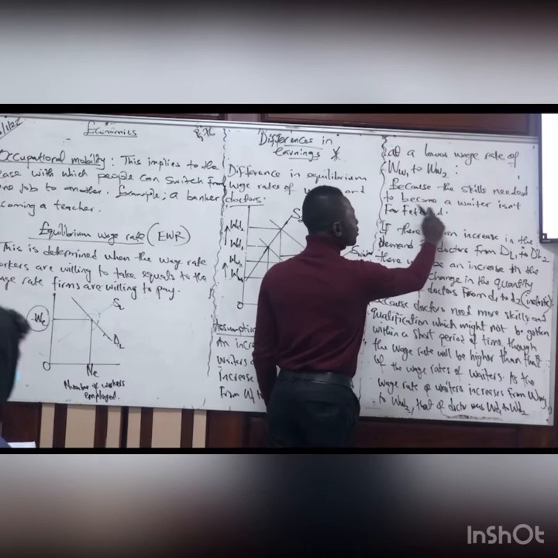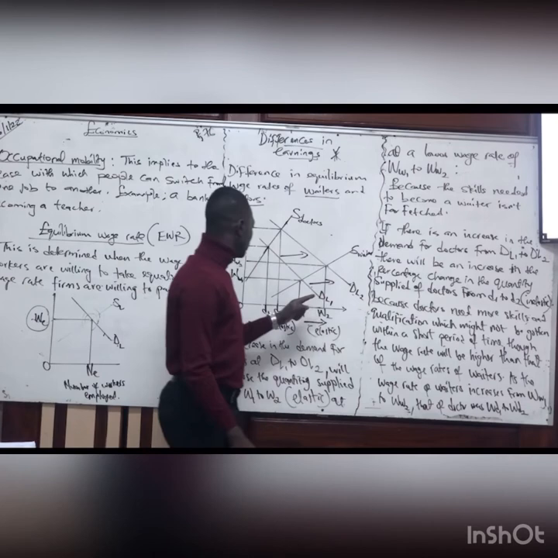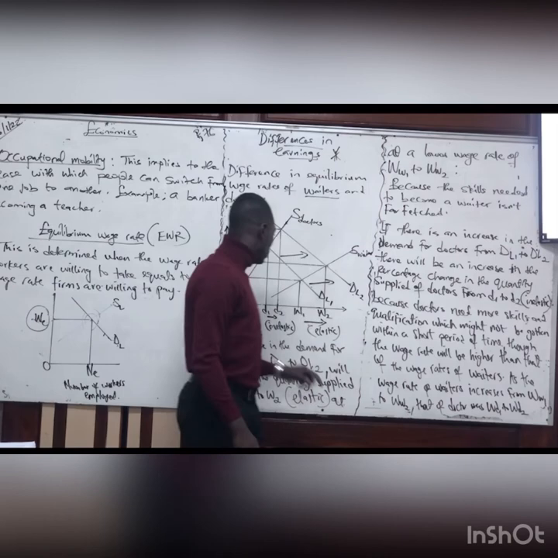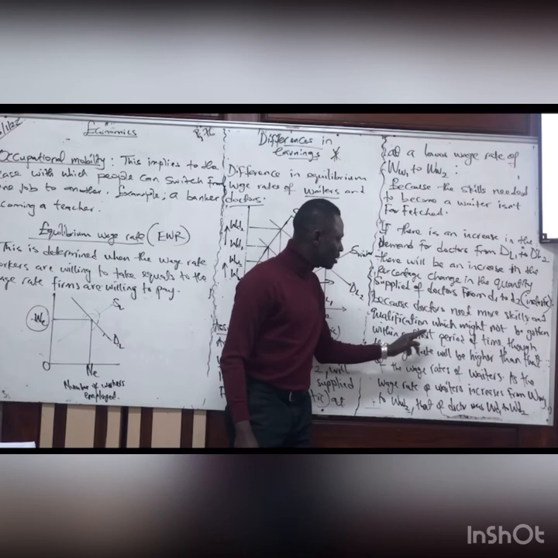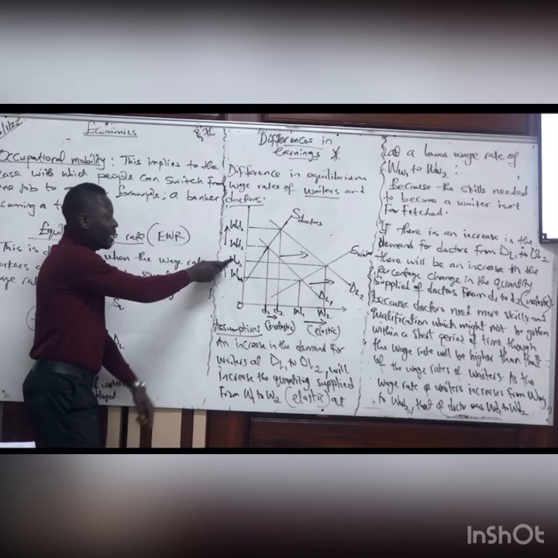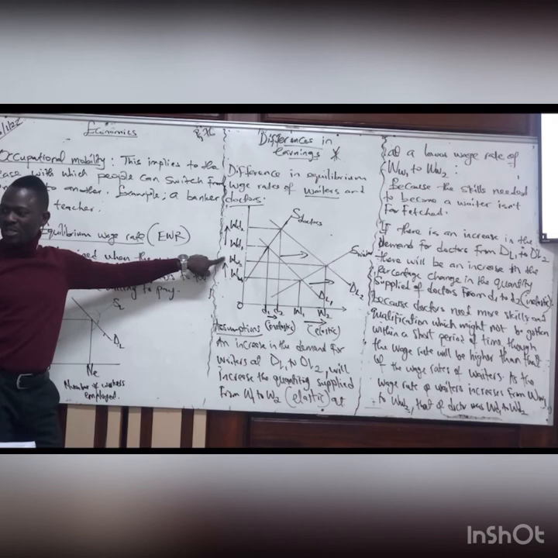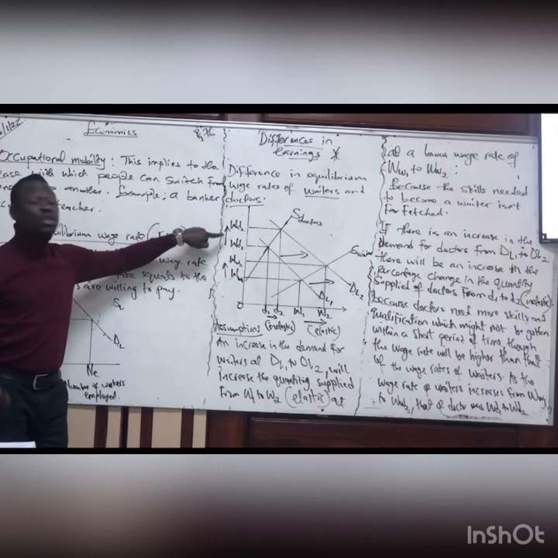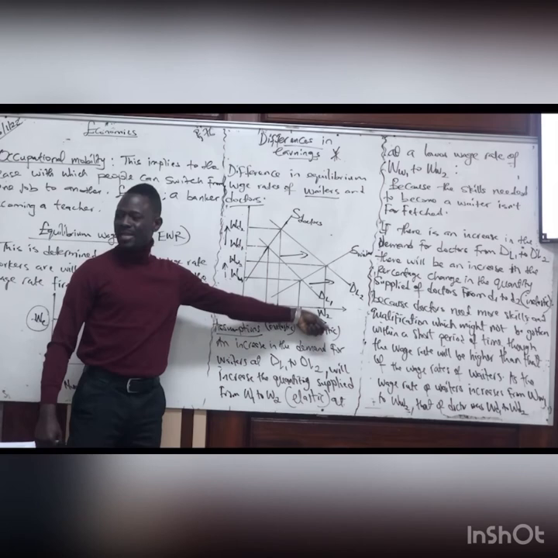But if there's an increase in the demand for doctors from DL1 to DL2, there will be an increase in the percentage change in the quantity supplied of doctors from D1 to D2, inelastic, because doctors need more skills and qualifications, which might not be gotten within a short period of time. Though, the wage rate will be higher than that of the waiter. Look at the wage rate of the waiter, it ends here. Even the first wage rate of the doctors is more than the second wage rate of the waiters. So the doctors are getting a higher wage rate, double that of the waiters. But that does not increase the quantity supplied of doctors.